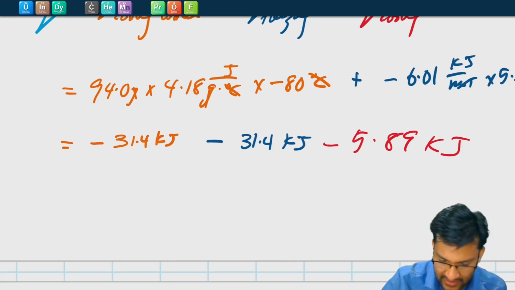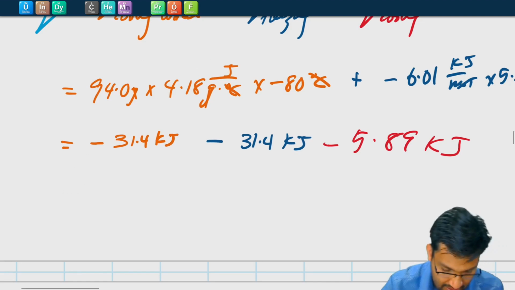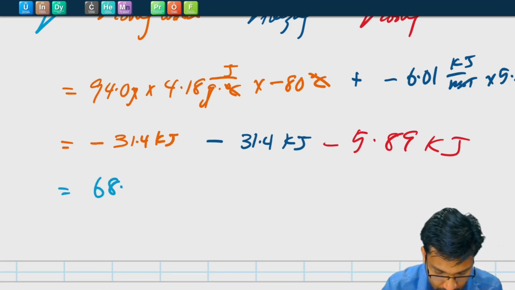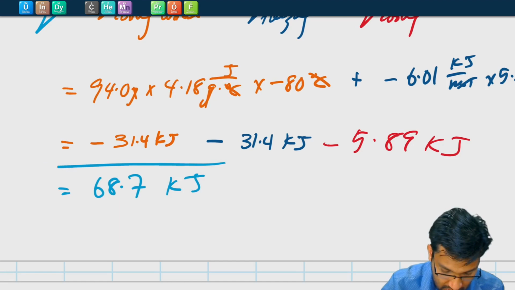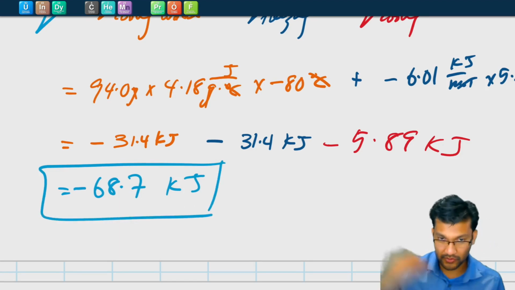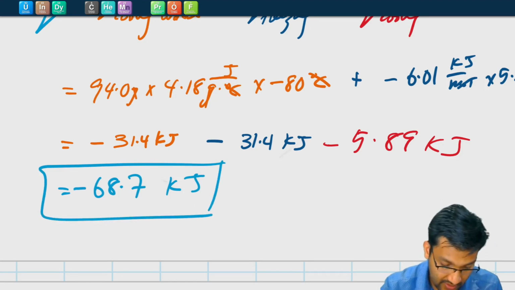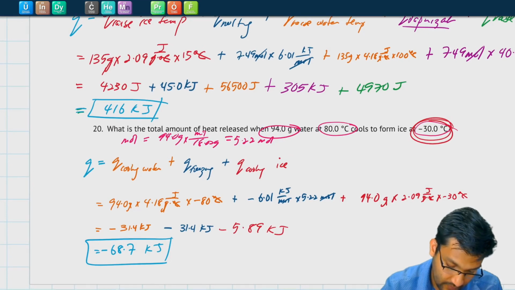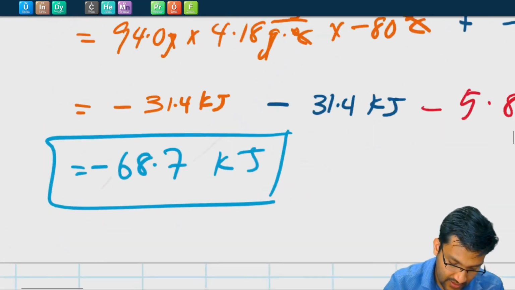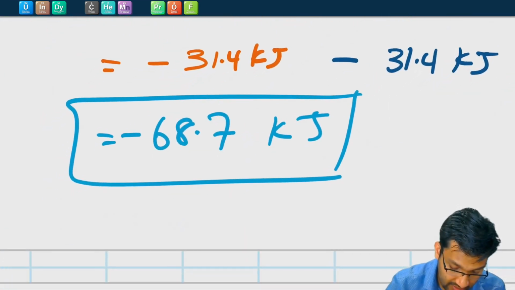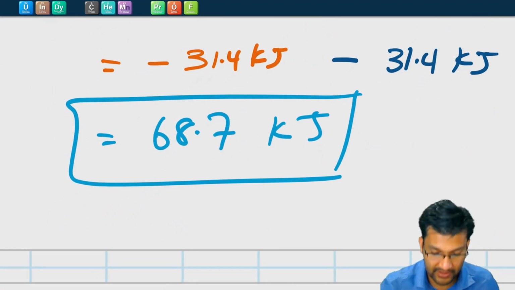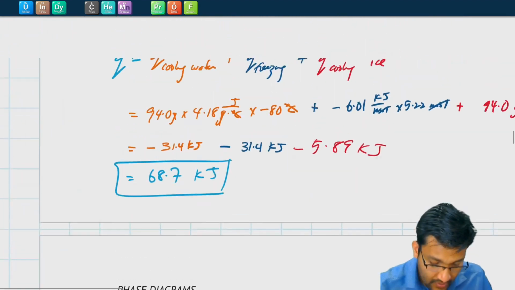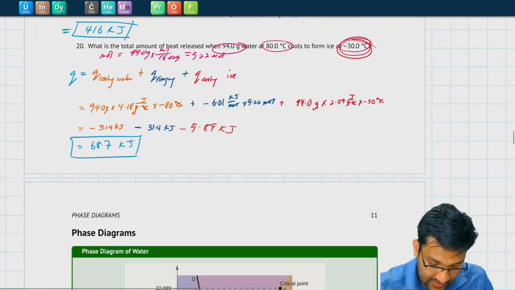There we go. So now everything's in kilojoules, so we can just add them up together. And if I do, I get 68.7 kilojoules. Negative, right, because it's releasing heat, but the question is only asking for the total amount of heat released. So we don't need to tell them, they know the heat is already released, so we don't need to put the negative sign there.